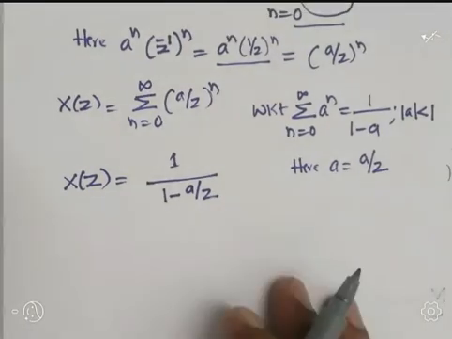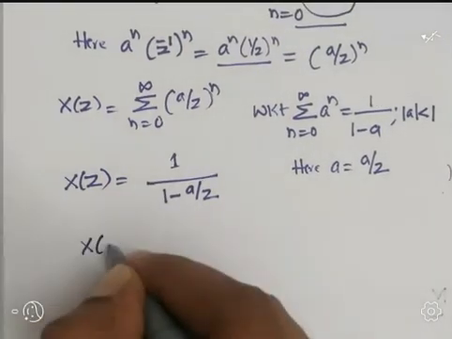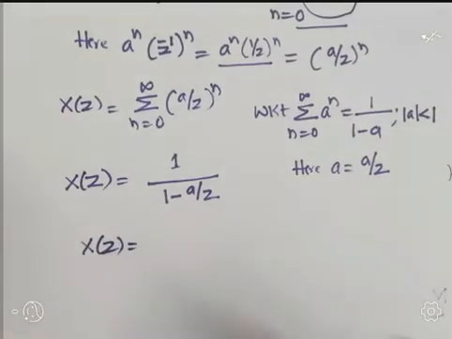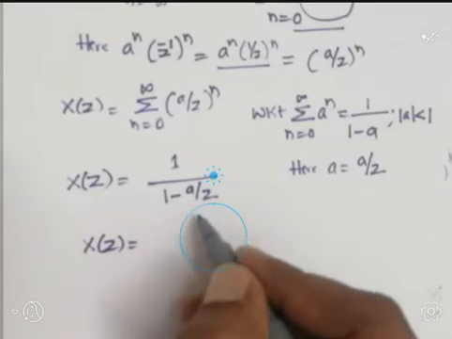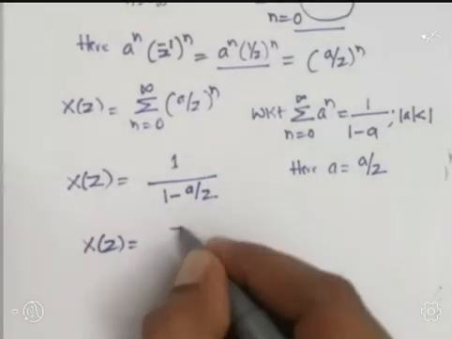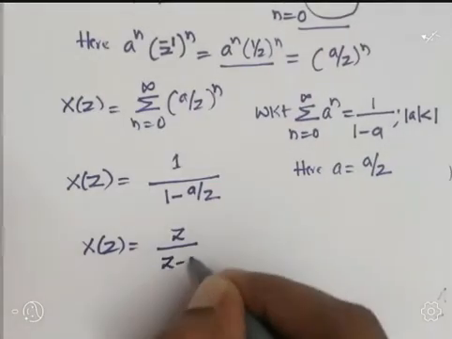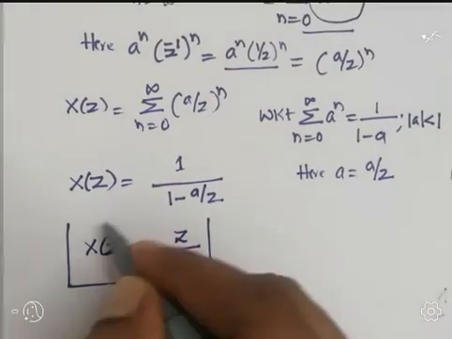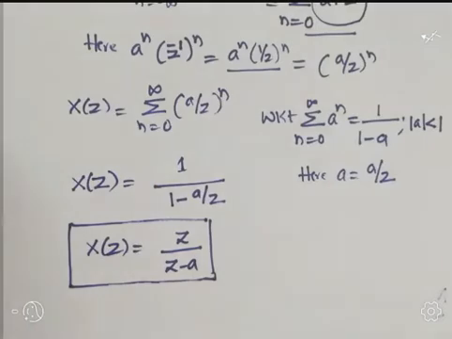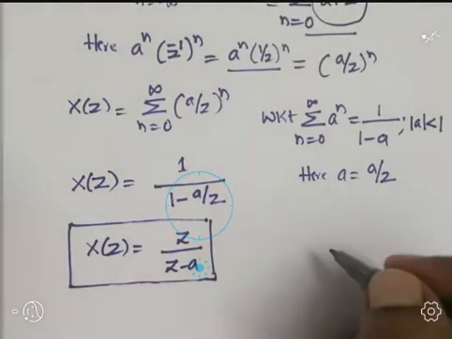Further simplification: X of z equals, take the LCM. The LCM is z, so z minus a divided by z. That z will go to the numerator. Hence we can write z divided by z minus a. This is the z transform for the given positive time exponential sequence.